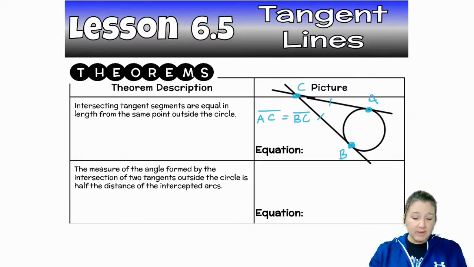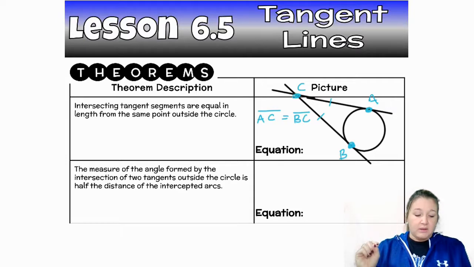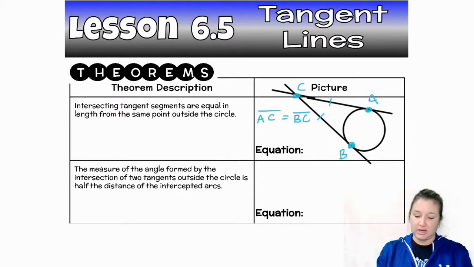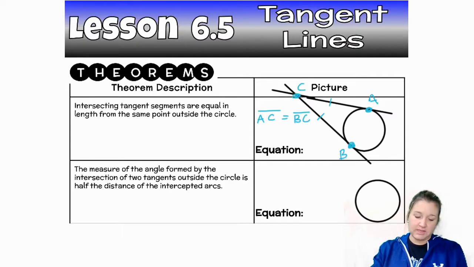The second theorem that we're going to look at is the measure of the angle formed by the intersection of two tangents outside the circle, so just like we had, is half the difference of the intercepted arcs. So here we go. Let's draw our circle and two tangent lines. Also, this says half the distance. This is supposed to be difference.